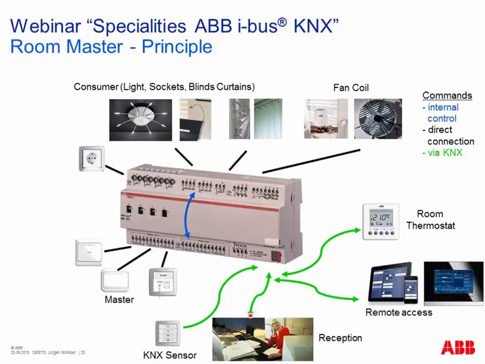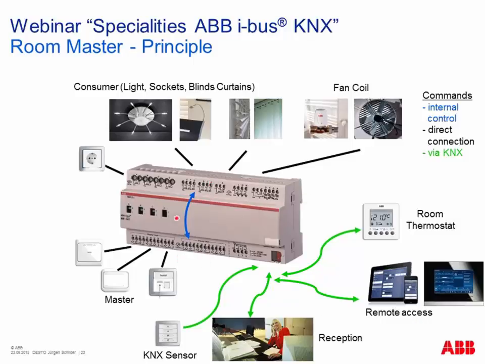And, of course, KNX will be connected to have any central access to this room master, for example, from the reception. The only thing I need as an additional KNX device is a room thermostat for a powerful room temperature control. But this would be enough maybe for a small apartment or a hotel room, for example. And thanks to the KNX connection, of course, any remote access is always available.